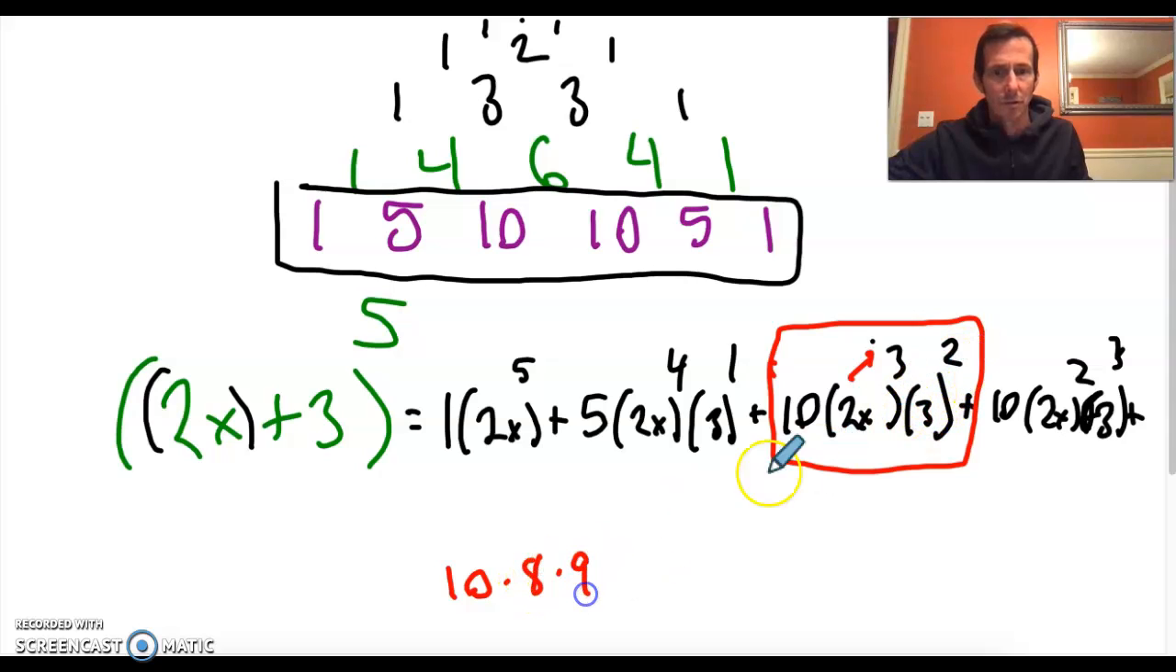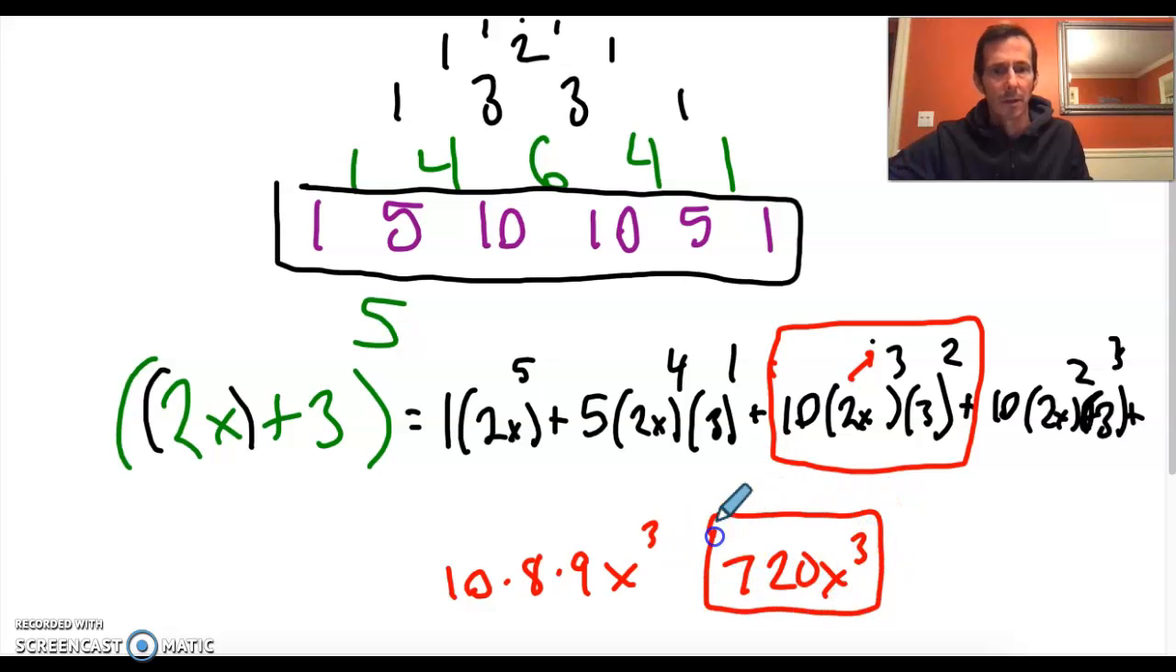I'm just putting all my coefficients in front of my x cubed, and 8 times 9 is 72. 72 times 10 is 720x cubed. And it asks for the term, so I give it the whole thing. If it asks for the coefficient, I would just say 720.